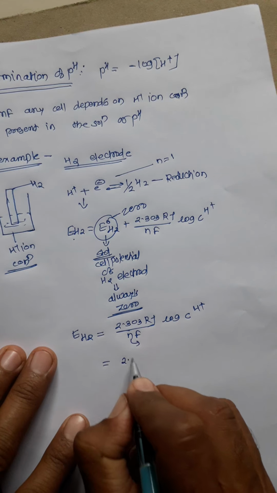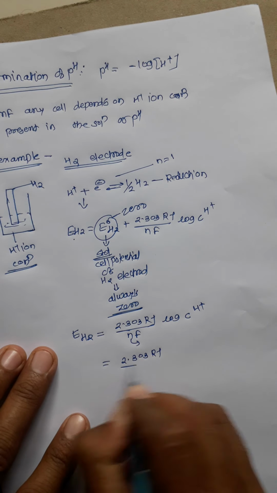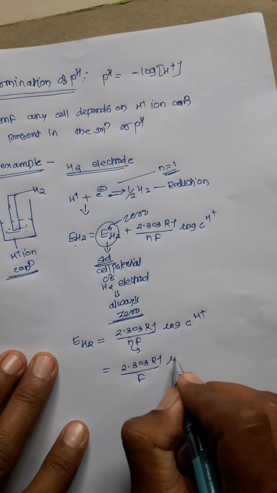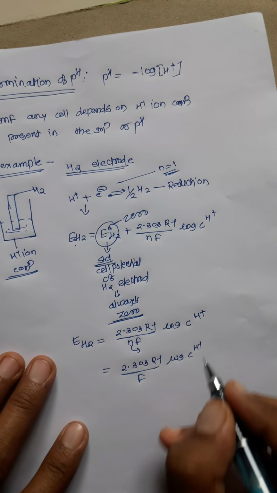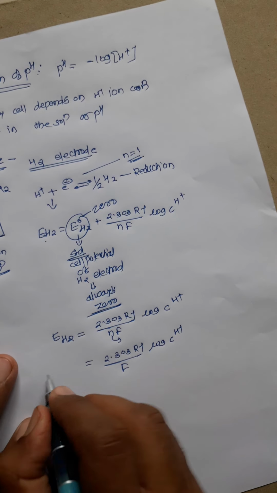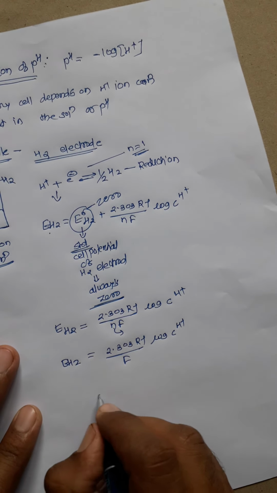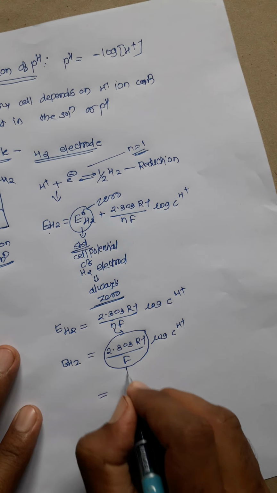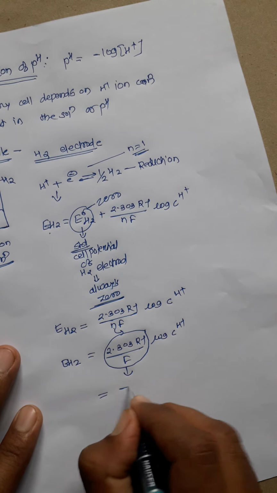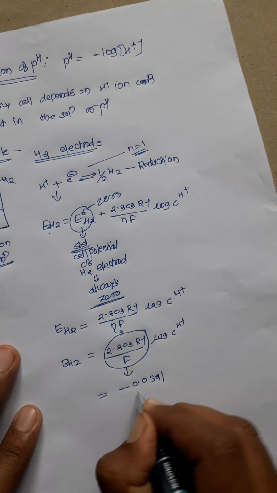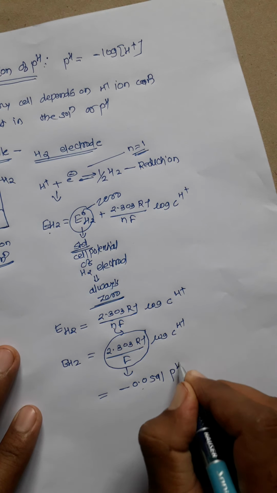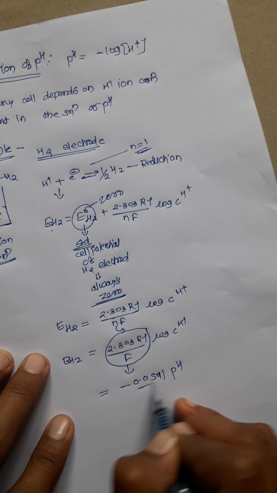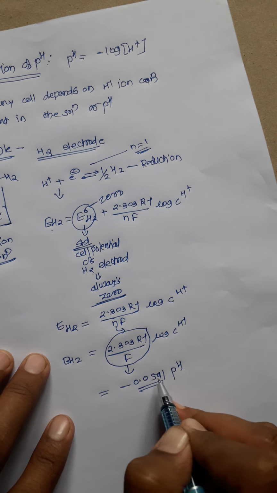Then 2.303 RT upon F, with N equal to 1, times log of the concentration of H plus ions. This is E H2. Then this constant value is evaluated to form minus 0.0591 pH. The minus sign arises because of the negative logarithm. That's why it is minus 0.0591 pH.